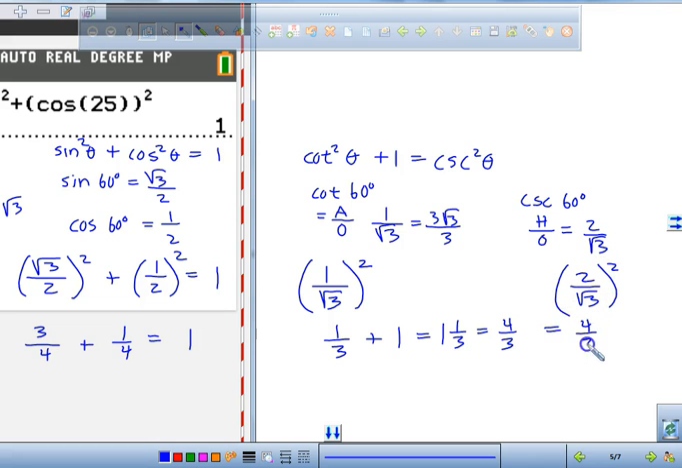4 over 3. So we just figured out that the cotangent squared of theta plus 1 is definitely equal to the cosecant squared of theta using the properties of a 30-60-90. I'm just showing you that these are indeed true if you use the properties of a 30-60-90.